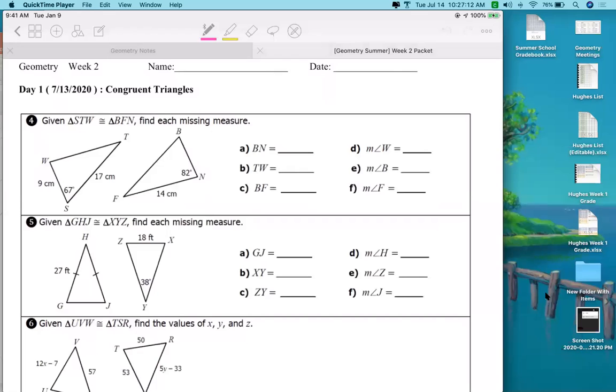We got S is congruent to B. So if I have S here and B over here, that means B is already 67 degrees, right? And then I have T and F. T is double mark, F is also double mark, and that one is not given yet. My last one is W and N, so triple mark, and I know that one is 82.